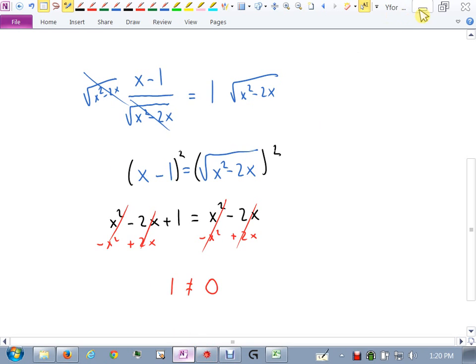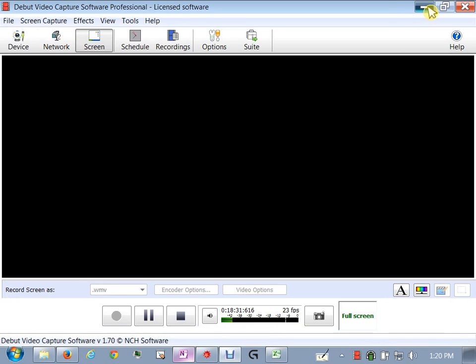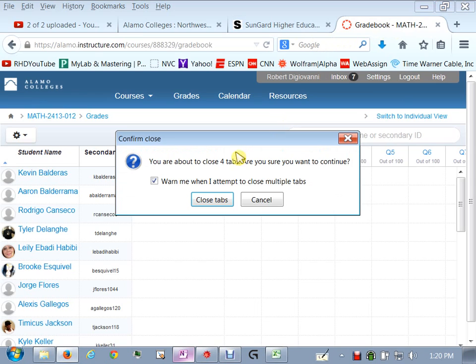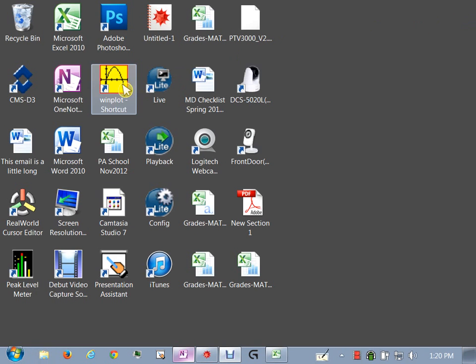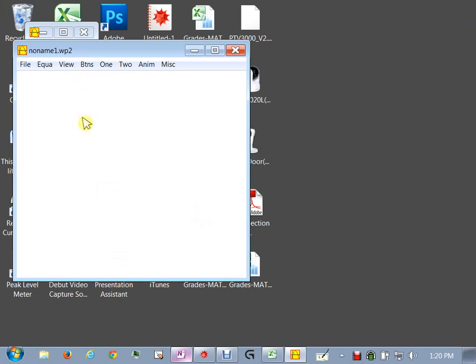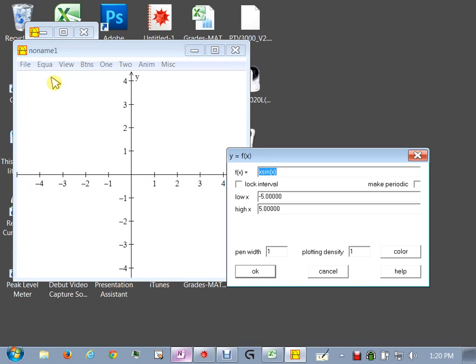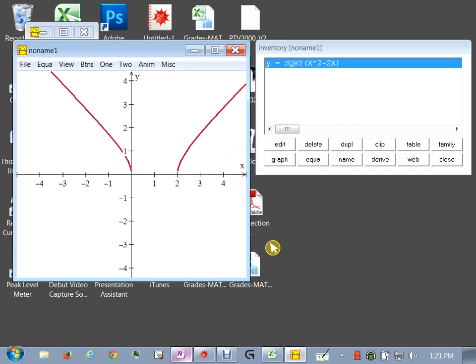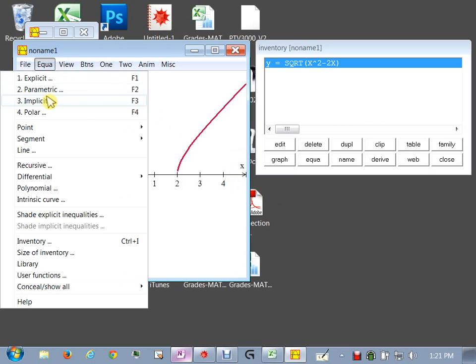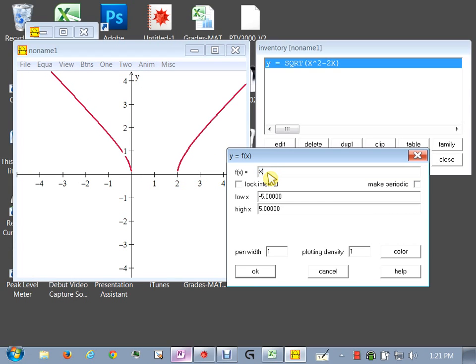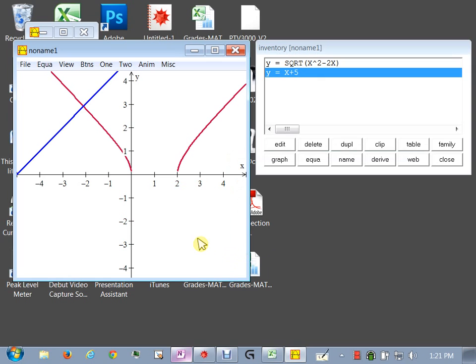Now, what I'll do, just to reinforce this idea, is let me graph it. All right, so we had the square root of x squared minus 2x, right? That was one of them. And then the other one was x plus 5? Y equals x plus 5? All right, now it's difficult to tell from this.